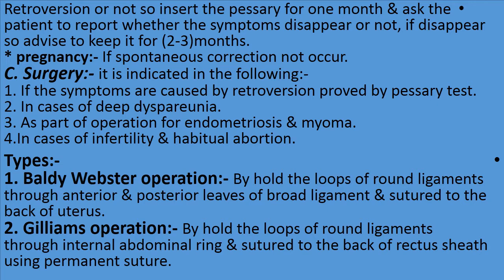Types of surgery can be the Baldi-Webster operation, by holding the loops of round ligament through the anterior and posterior leaves of the broad ligament and suturing them to the back of the uterus. Gilliam's operation, by holding the loops of round ligament through the internal abdominal ring and suturing them to the back of the rectus sheath using permanent suture.